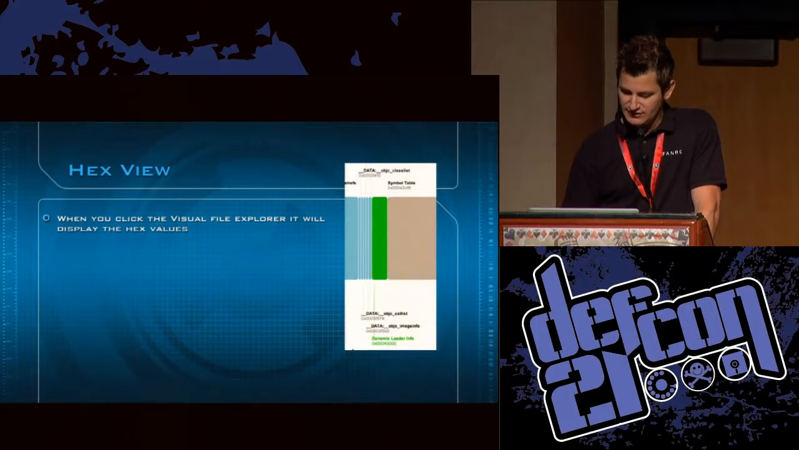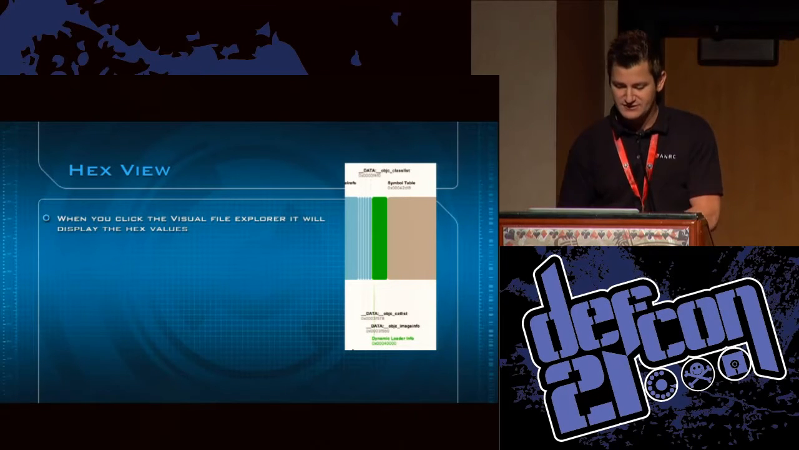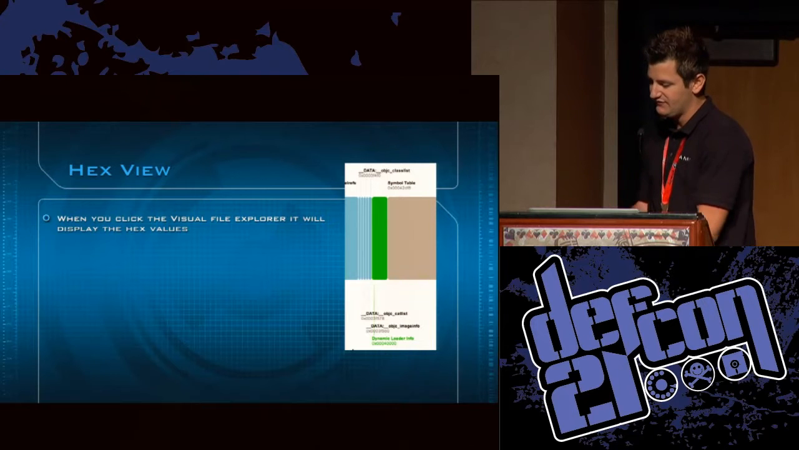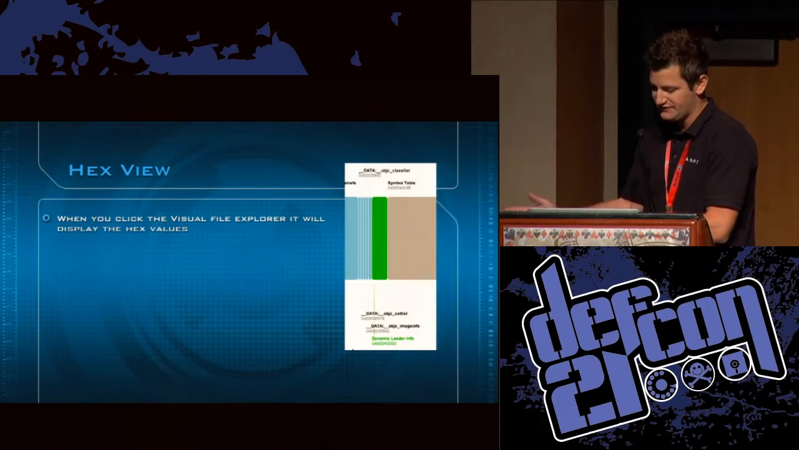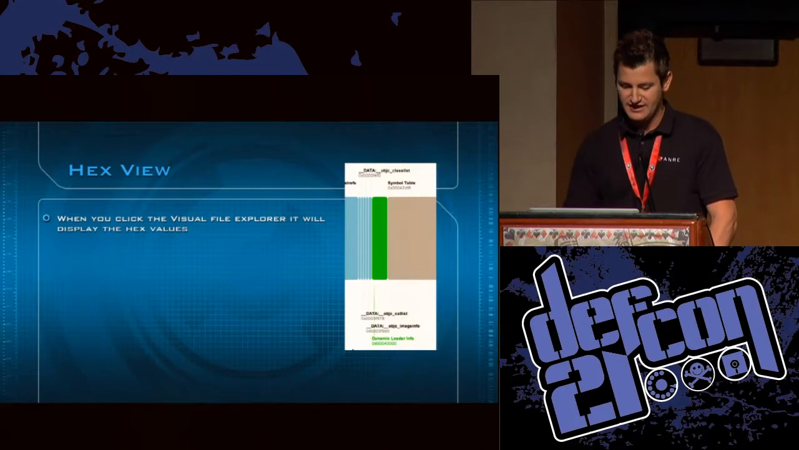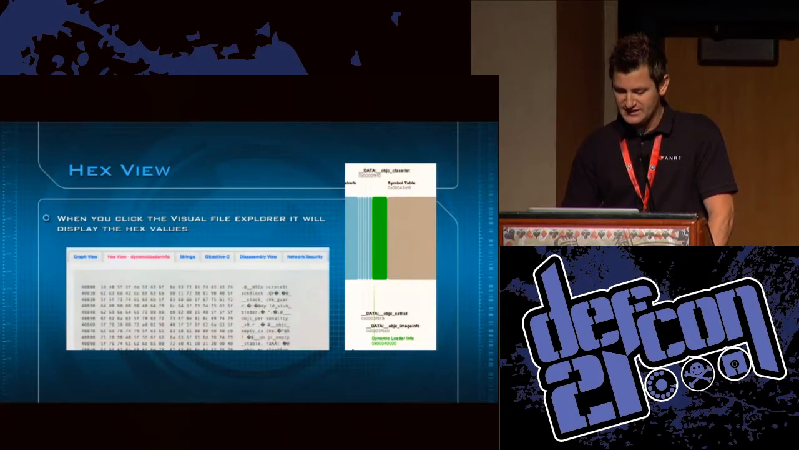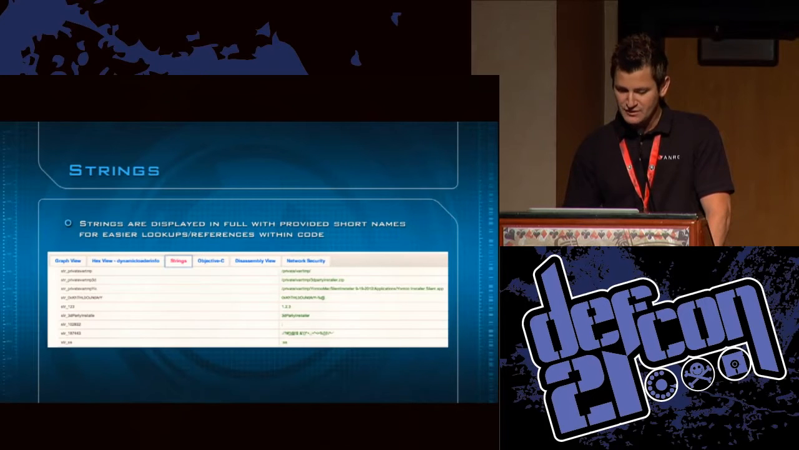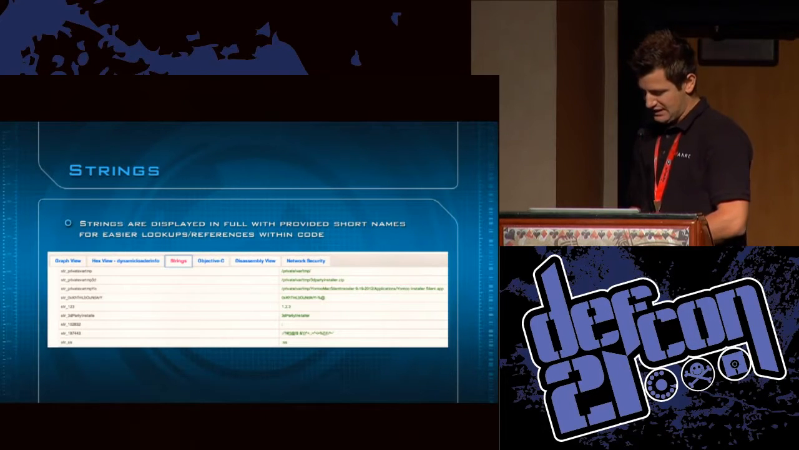So with the hex view, basically you click on the visual file explorer like this. In this case, we're clicking on dynamic loader info, and all the information you're going to see for that particular type of information from the visual file pane is going to be hex values. So this is what the hex values for the area look like. This is the second pane. The third pane is the strings, and the strings are displayed in full and provided with short names on the left for easier lookup references within the code.